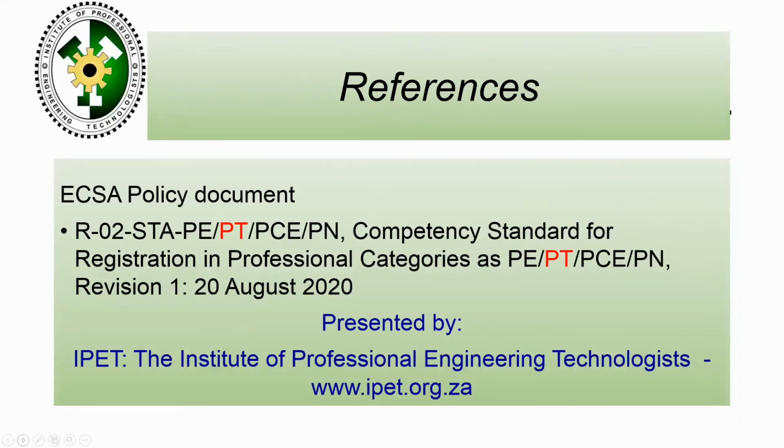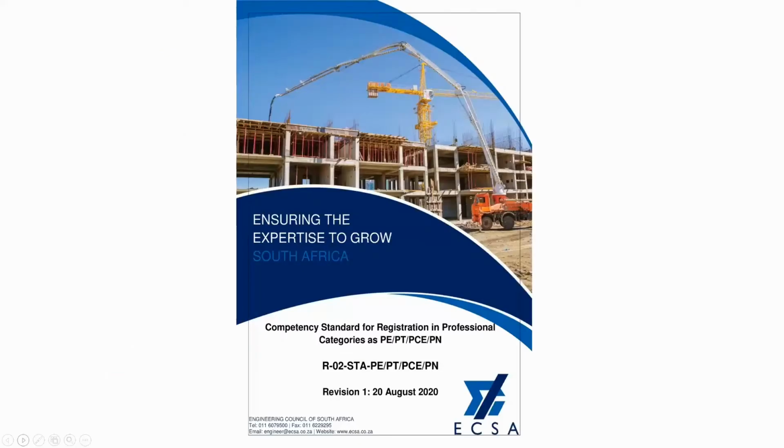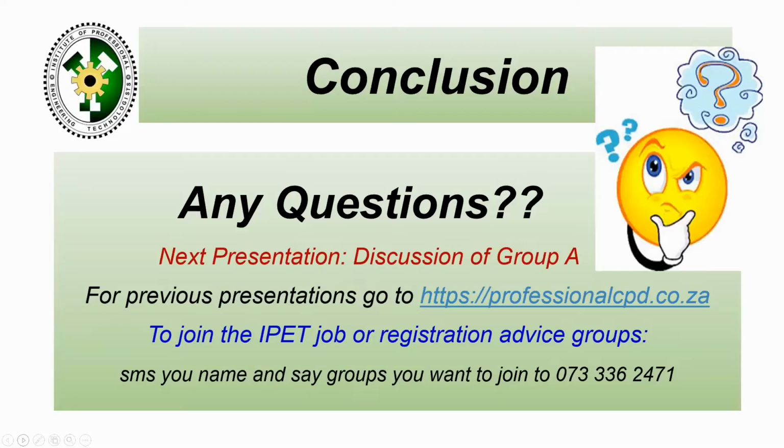Okay, next slide. Now, my references, what I say is RO2, STA, PE, PT, PCE, PN. But that's what I used. It is based on this reference, and it's presented by IPET, Institute of Professional Engineering Technologists, at www.ipet.org.za. So you can go to that website there. And this is the document that you have to download and study. That's on ECSA's website. Next slide, Johan.